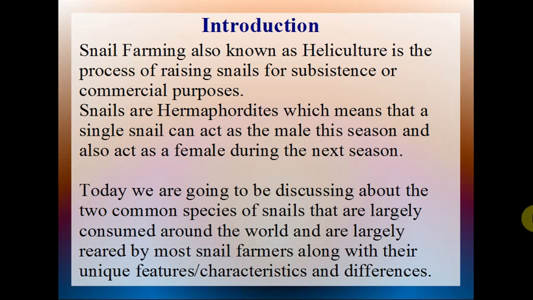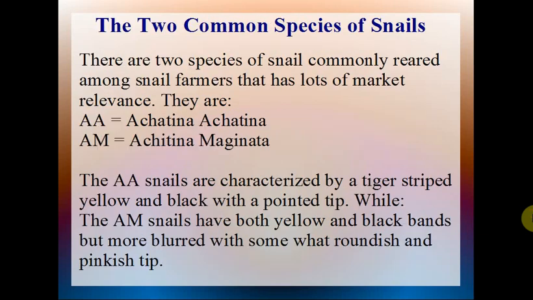Today we are going to be discussing the two common species of snails that are largely consumed around the world and are largely reared by most snail farmers, along with their unique features, characteristics, and differences. There are two species of snails commonly reared among snail farmers that have lots of market relevance and potential, and they are Achatina, popularly known as AA, and Achatina marginata, popularly called the AM.